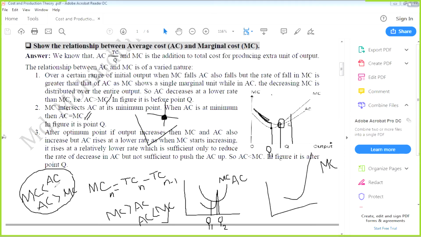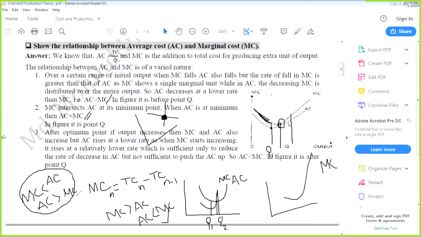So marginal cost is less than average cost, meaning the rate of falling of marginal cost has already reached its minimum point, but average cost has not. So marginal cost at this level of output is at the minimum point, but average cost is not at the minimum point. So marginal cost is lower. I can write it in an alternative way: average cost is less than marginal cost.